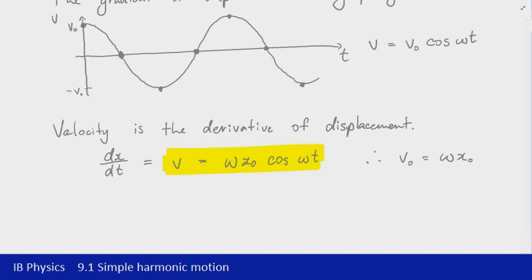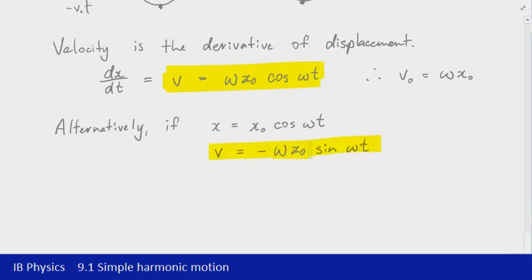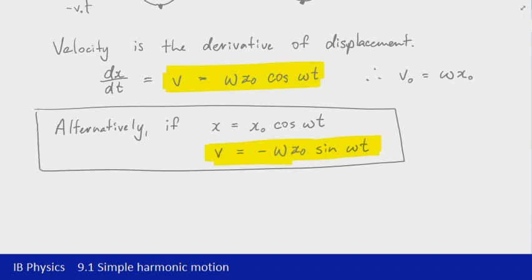Alternatively, we saw previously that it might not be that the displacement is a sine function. It might be that the displacement is a cos function, so it might be x naught cos omega t. In that case, v would then be negative omega x naught sine omega t. So the velocity graph will depend on what the initial displacement graph is, so just be aware of that. They have both of those in the data booklet, so you just need to be careful about which one you're using, whether you're starting off with a sine graph for displacement or a cos graph for displacement.